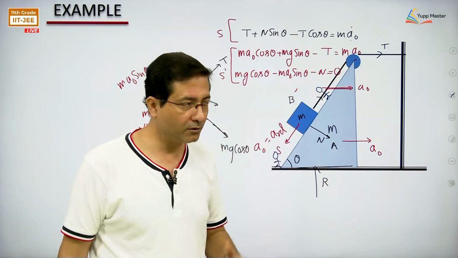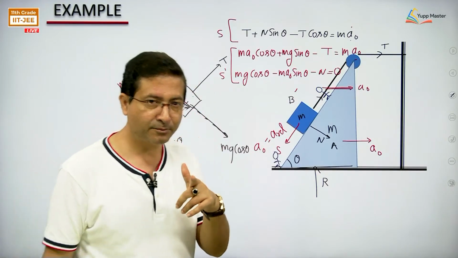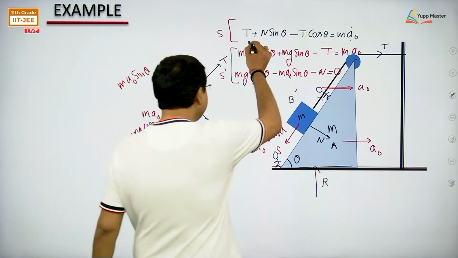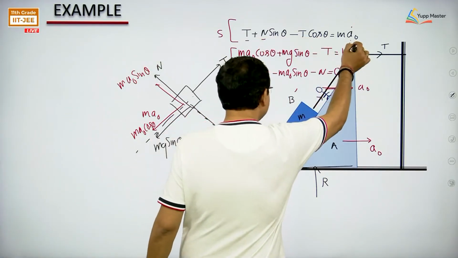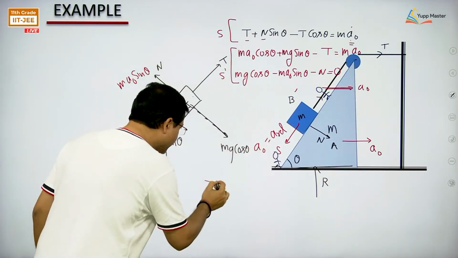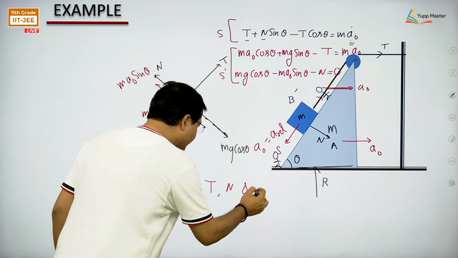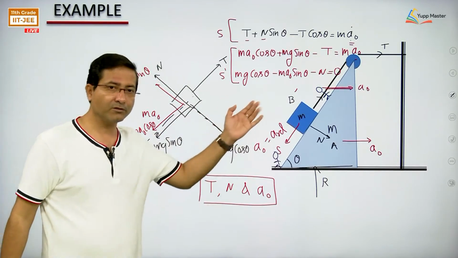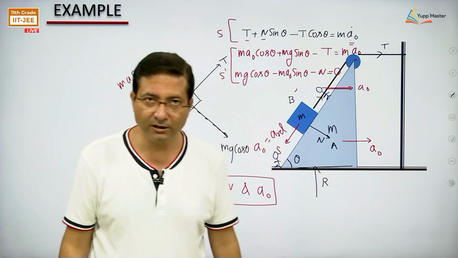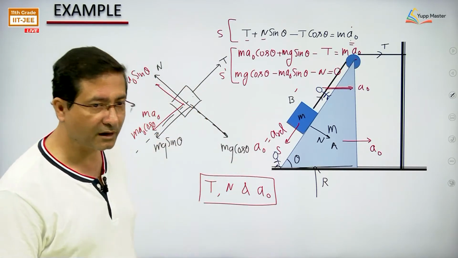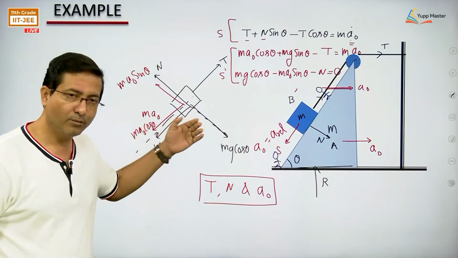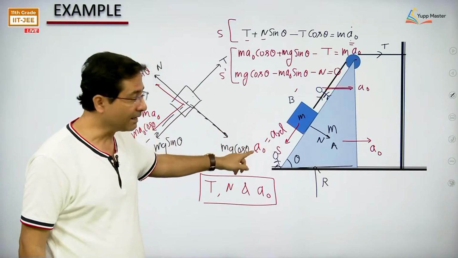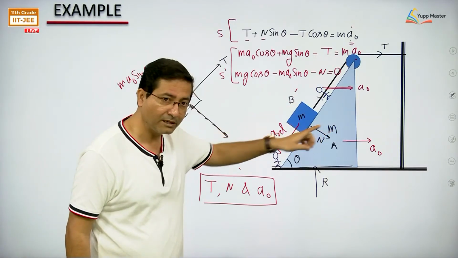If you count number of unknowns, we don't know value of tension, we don't know value of normal, and we don't know value of a0. So T unknown, N unknown, and a0 unknown. So there will be 3 unknowns, T, N, and a0. And the number of equations we have made is 3. So solving these 3 equations, you can find out the value of acceleration of block and acceleration of wedge. Do remember that this a0 is the acceleration with respect to wedge.